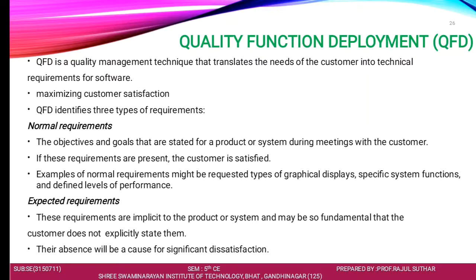The next is the expected requirement. These requirements are implicit to the product or system and may be so fundamental that the customer does not explicitly state them. Their absence will cause significant dissatisfaction. So these are requirements that may be fulfilled or not fulfilled.